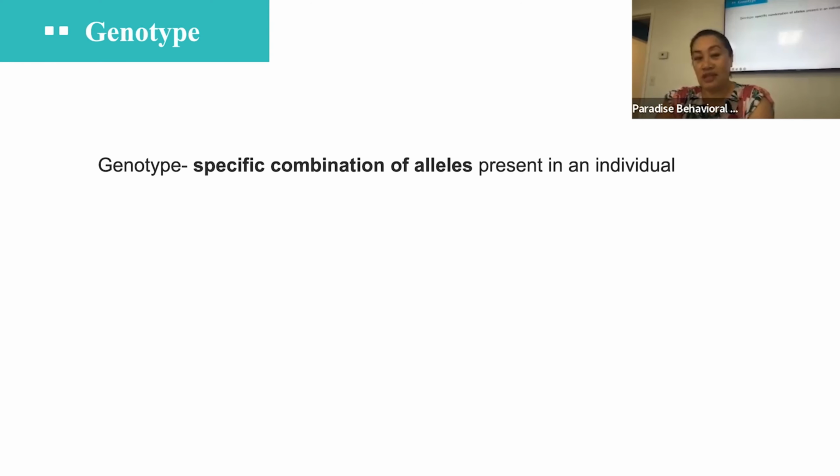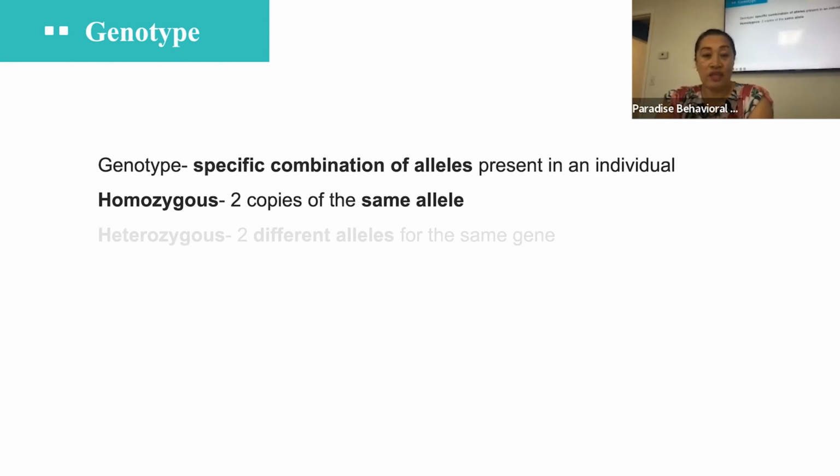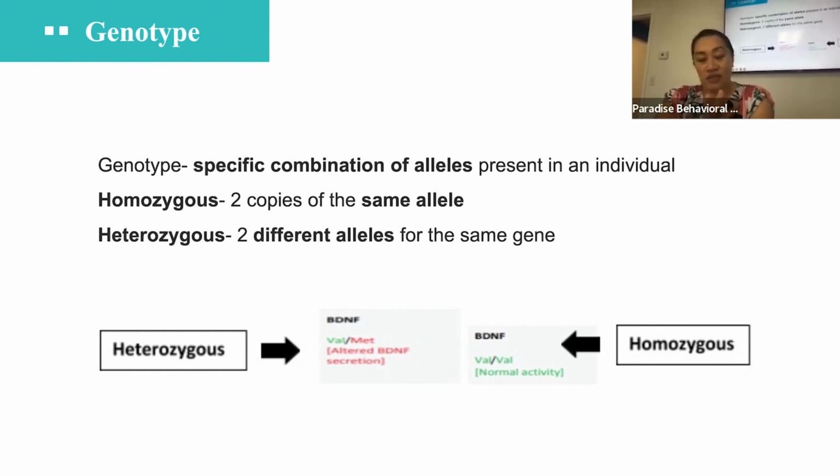Genotype is a specific combination of alleles present in an individual. Homozygous means we have two copies of the same allele, and heterozygous, two different alleles of the same gene. So this is an example of it. This example talks about the gene BDNF, which is one of my favorite genes, brain-derived neurotrophic factor.